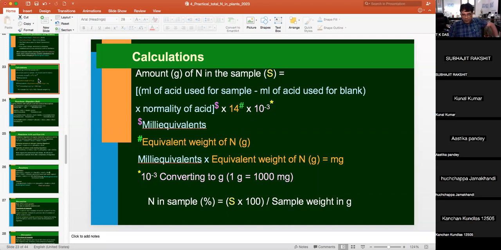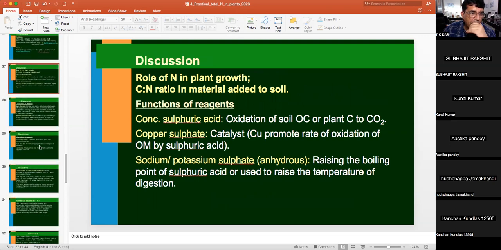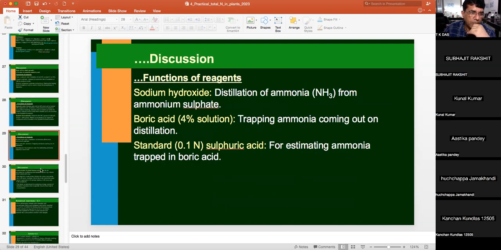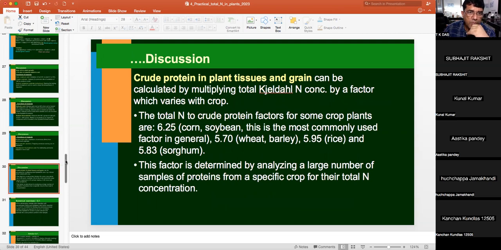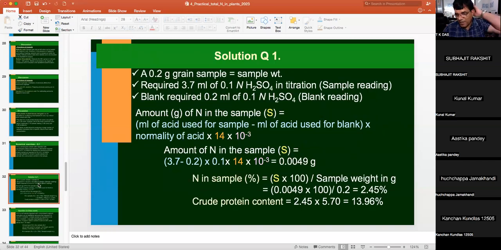Sir, 2.45%. Okay. That is your nitrogen percent or protein percent? So nitrogen, and for crude protein 13.965%. Any other? So correct, your answer is correct. Dear students, you can see, all those who have done or not.